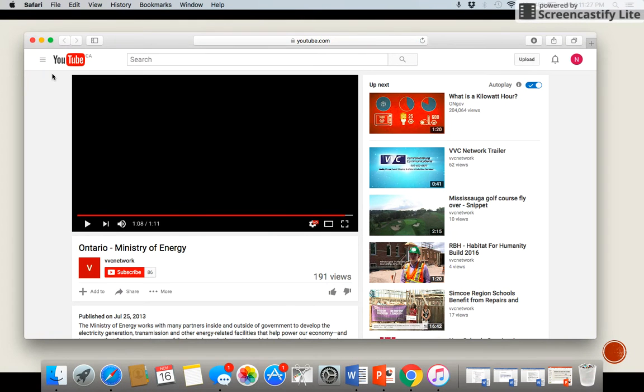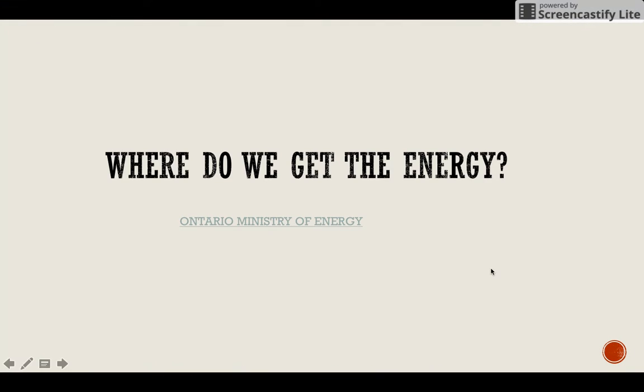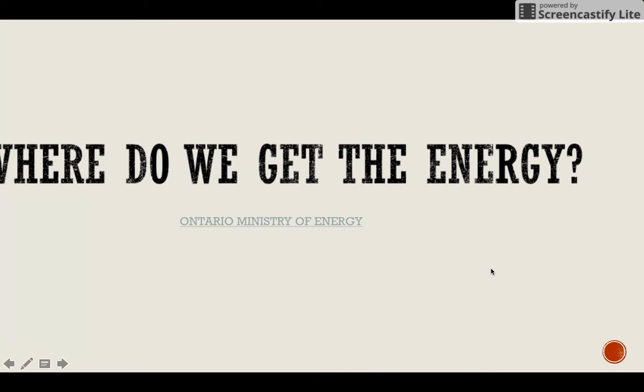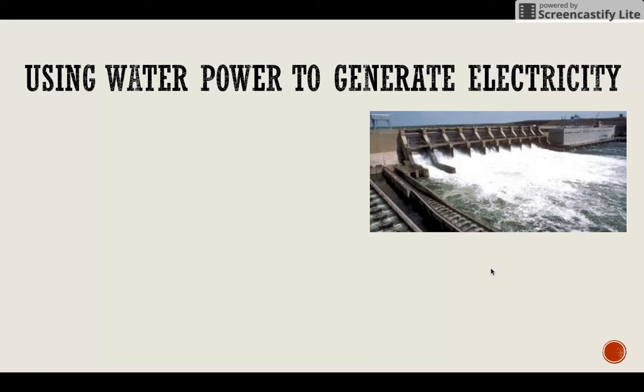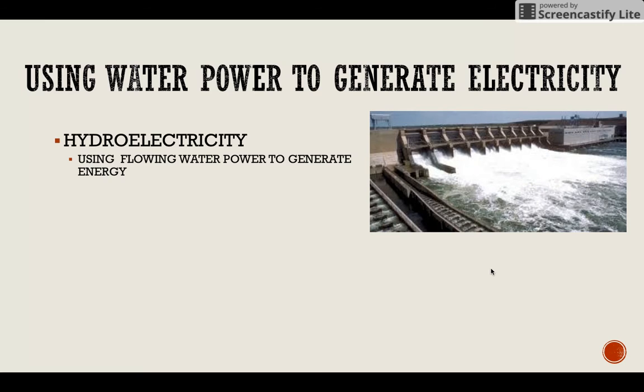Perfect. So hopefully you all had a chance to see that. Now, how do we get this energy? So we're going to explore a few sources. The first category we're going to explore is probably the most prevalent category, and that's using the power of flowing water to generate electricity. And that is a fancy word called hydroelectricity.